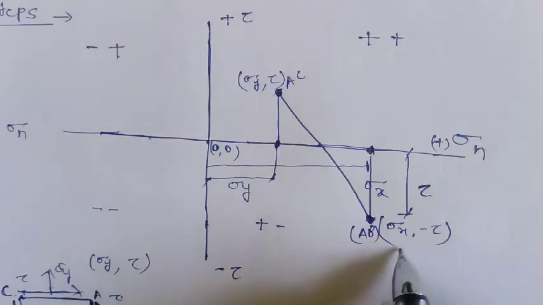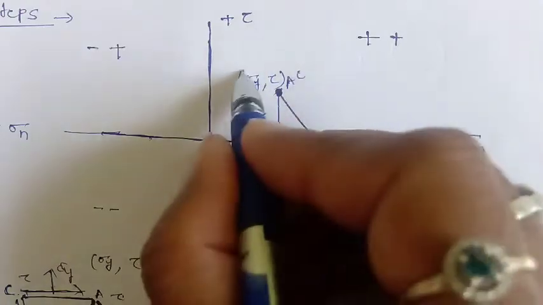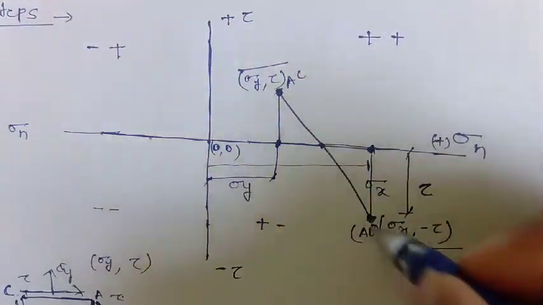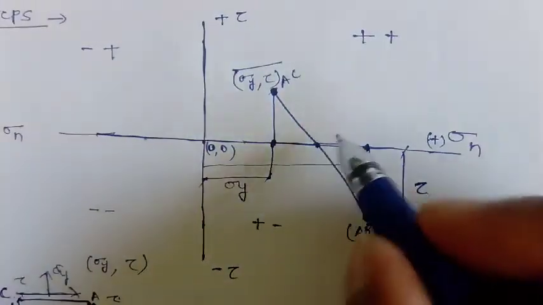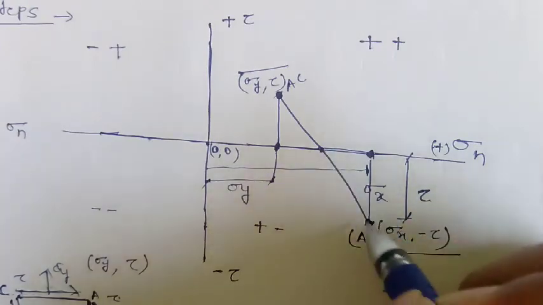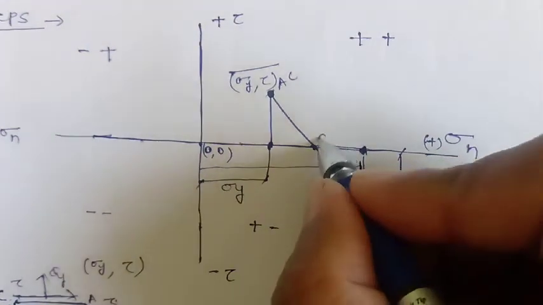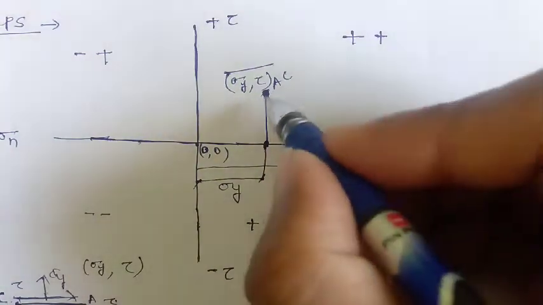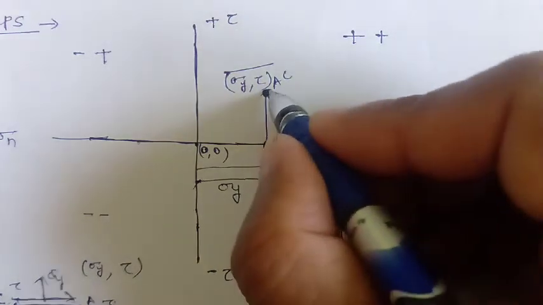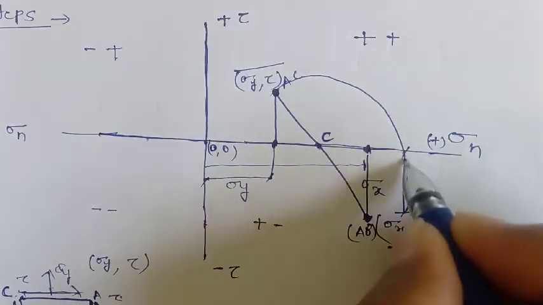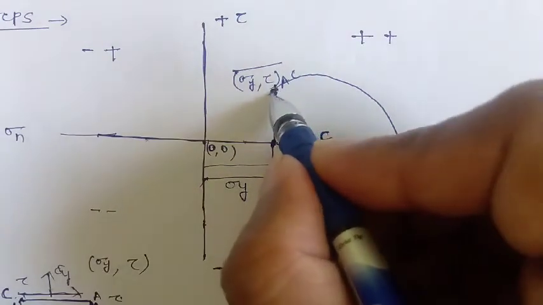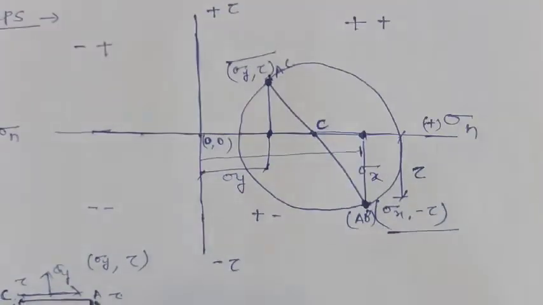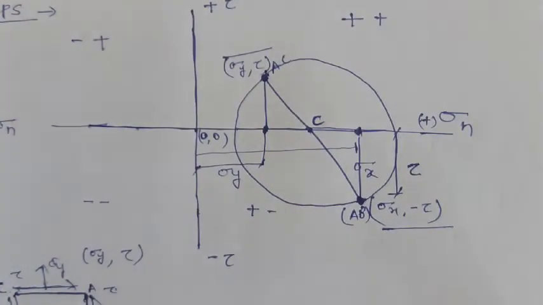The coordinate of the X plane is this, and the coordinate of the AC Y plane is this. Now what we do, we take this as the diameter, and we take the radius from the center point C to this AC. I can draw a circle which touches these two points, and it will be like this. So this is called the Mohr circle.